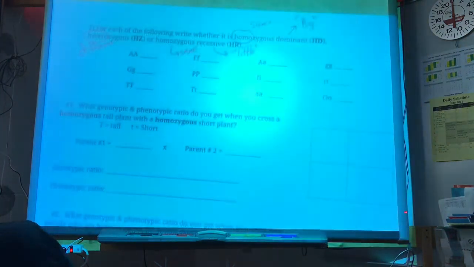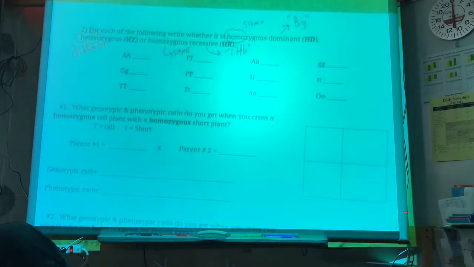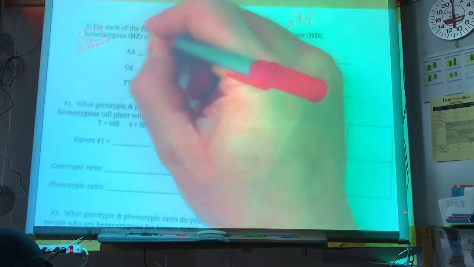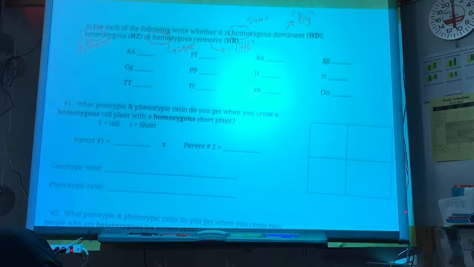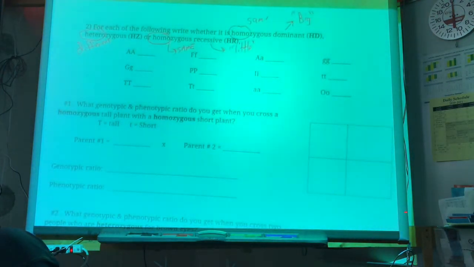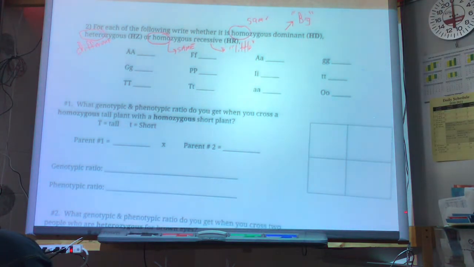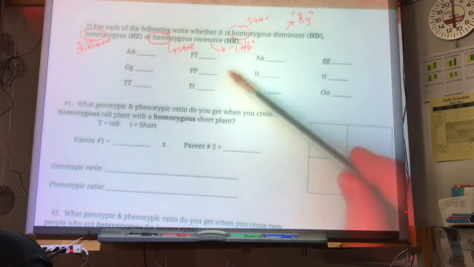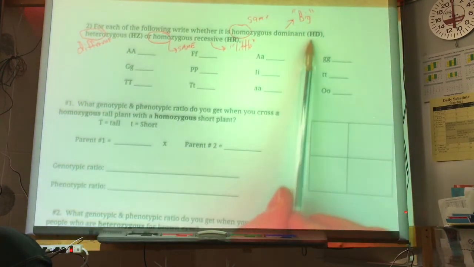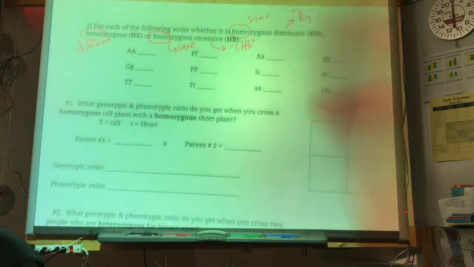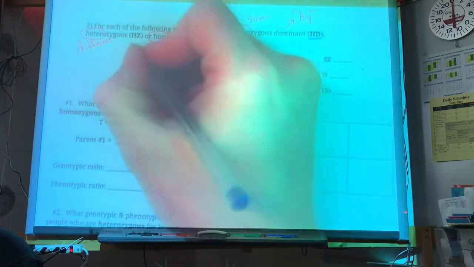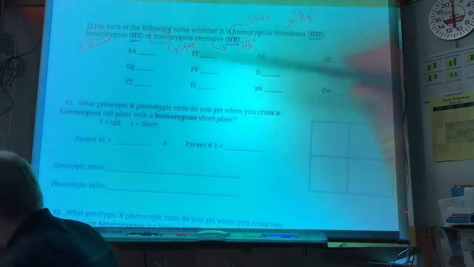Okay? So homo means same. Dominant means we're going to use capital letters. Heterozygous means they're going to be different, uppercase and lowercase. And homozygous recessive means they're going to be the same, but they're both going to be little letters. So using those kind of codes, HD, HZ, HR, we're going to go through and kind of categorize.